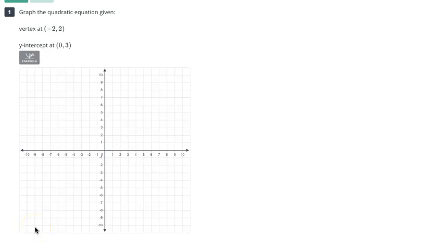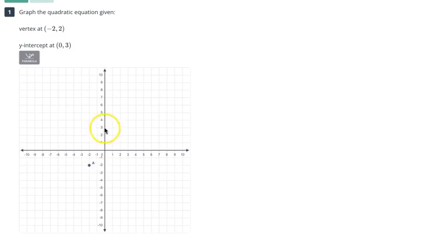All right, in this video, I just wanted to briefly show you how you can graph a parabola using Edulastic, because it works a little different. So first up, if you notice here, I have the vertex at -2, 2. All right, so I'm going to go there first, -2, 2. This is going to be the first thing I put on my graph. And my y-intercept at 0, 3.